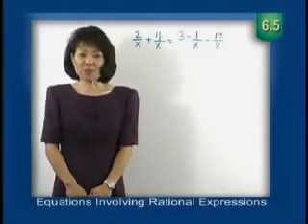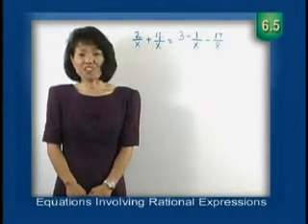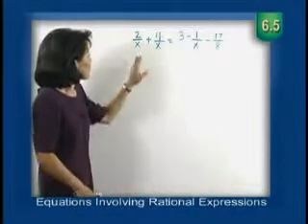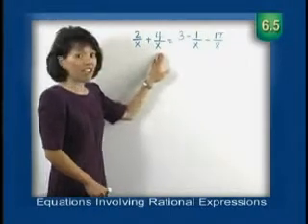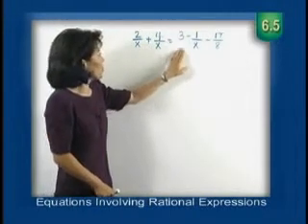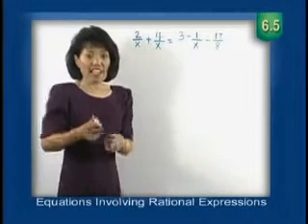Now in this section, we're going to look at some equations that involve some fractions. Let's look at our first example. We have 2 over x plus 4 over x equals 3 minus 1 over x minus 17 over 8.